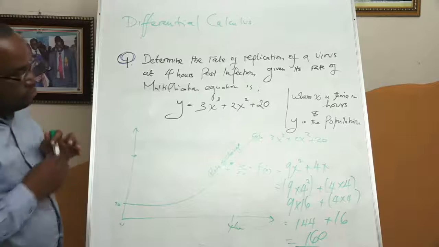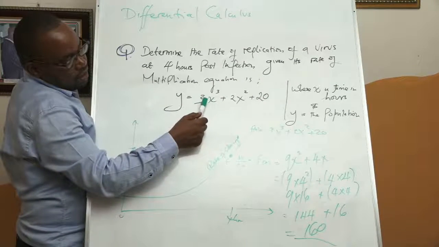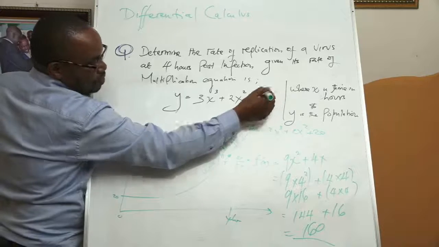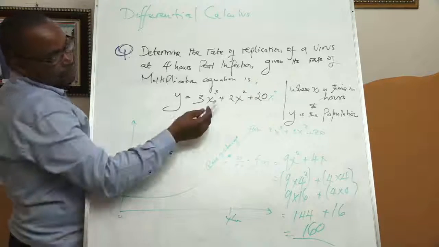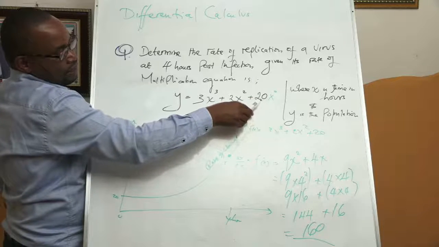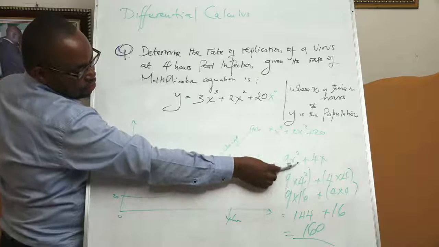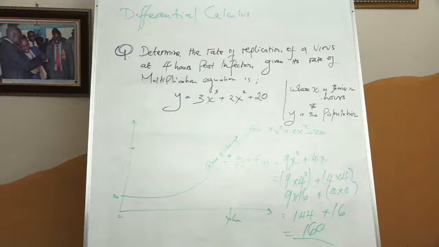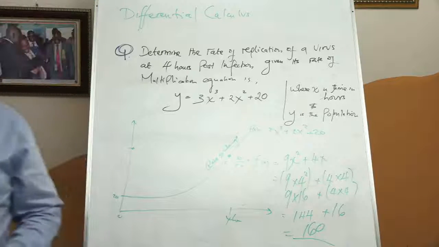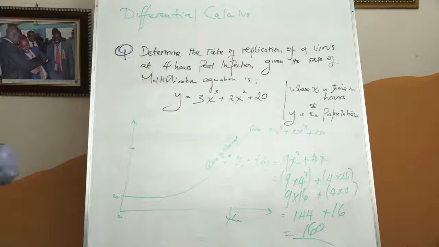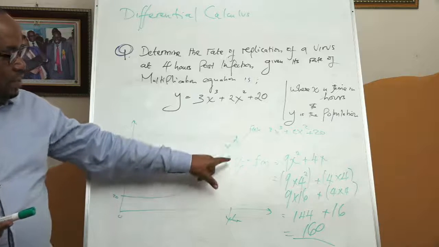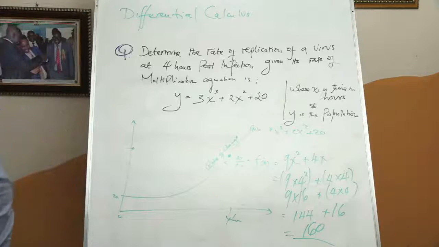So anytime you see a constant in an equation like this, 3x power 3, 2x power 2, 20, this 20, I repeat, has got an x raised to power 0. It's only that we don't write that. Therefore, when we start differentiating, the 0 will come and multiply the constant, and it will be 0. So when you're differentiating, we lose it. So what does 160 mean? It means that at 4 hours, if this model of replication holds true, at the 4th hour the virus will be replicating at a rate of 160 times the initial number.